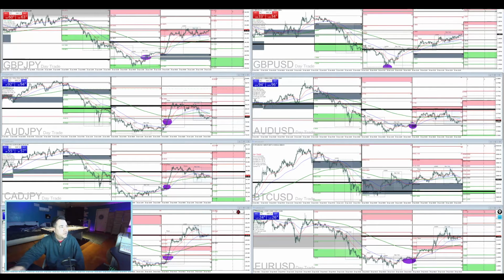All right, and so what we have is I have setups on virtually everything. So yeah, I'm gonna have to half my lot size just because it's the responsible thing to do. If all the yens turn against me and all the dollars turn against me, it would be a pretty big drawdown in just one trading day.